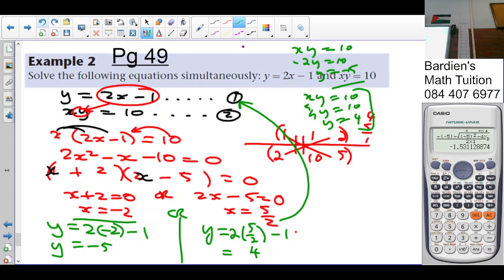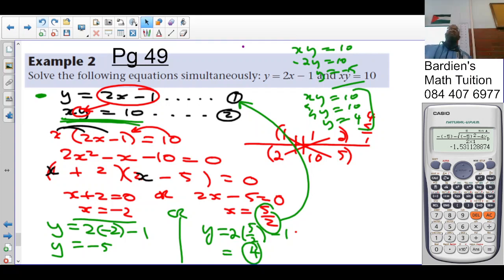Okay. And again, we can test it. We got x times y. Negative 2 times negative 5 is 10. 5 over 2 times 4 is also 10. And yes, it works. It's derived from this equation, that's why that one will always be there. Just test it on the other one that wasn't used in solving for y in that green section.